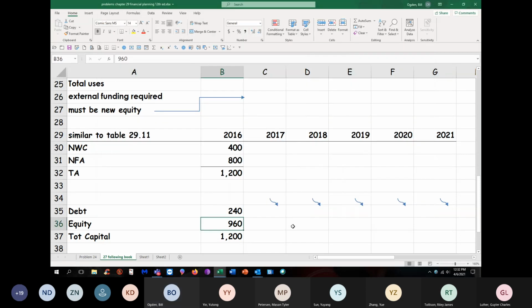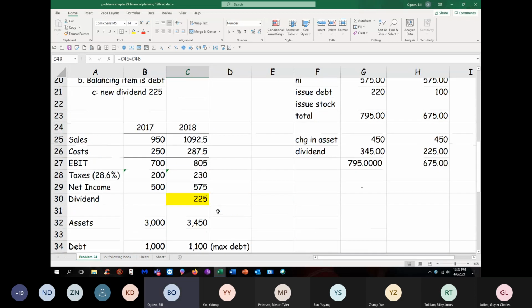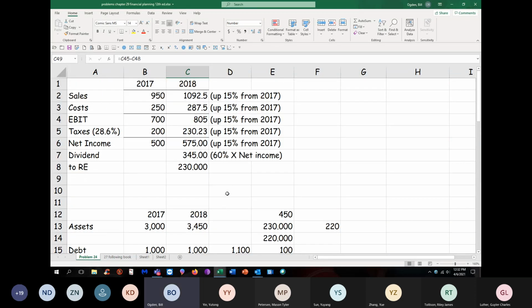All right, let's start with problem 24. And hopefully you didn't have much of a difficult time with this one. This is so simply structured that if you basically just took your income and upped it 15%, that's what you needed. So if you went through all of this, you might get a little rounding error here. But let's just say you came up with a forecasted net income of 575.